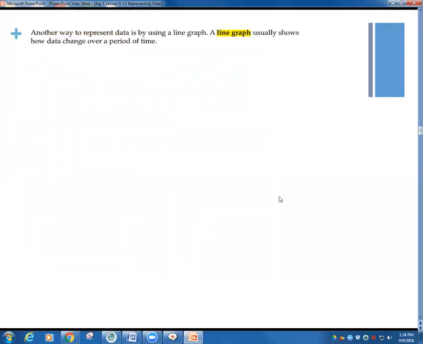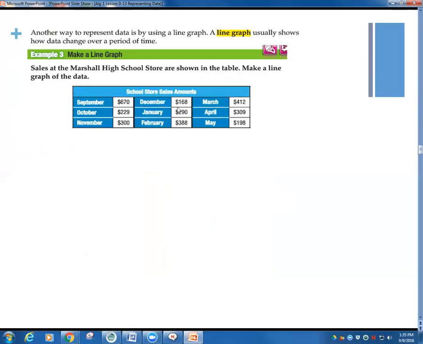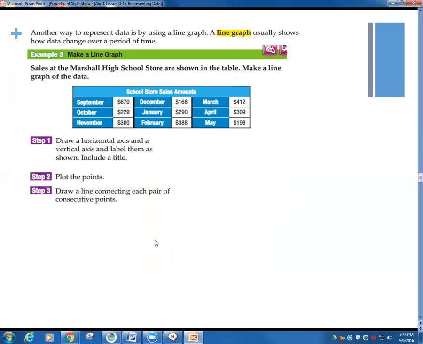Another way to represent data is by using a line graph. A line graph usually shows how data change over a period of time. So sales at the Marshall High School store are shown in this table, and let's make a line graph. So September, October, November, all those months, this is how much they sold. So draw a horizontal axis and a vertical axis and label them as shown and include a title, then plot your points. And then draw a line connecting each pair of consecutive points.